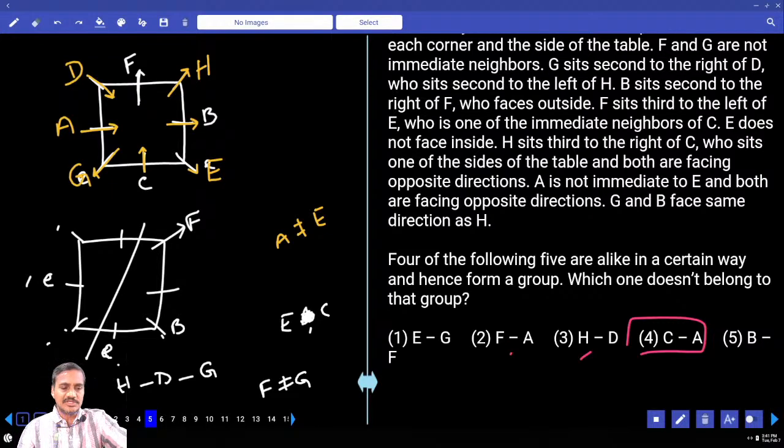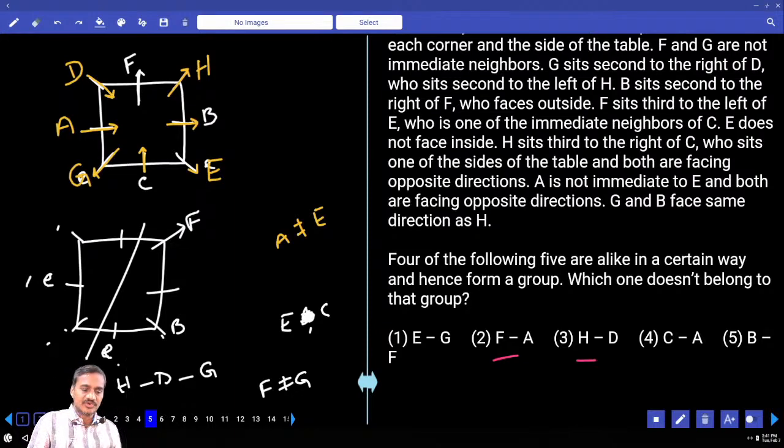Then E and G are at the corners. F and G, F and A, they are at the center. And H and D, they are at the corners, isn't it? Now what is the answer here? We are not getting any 4 as equal.